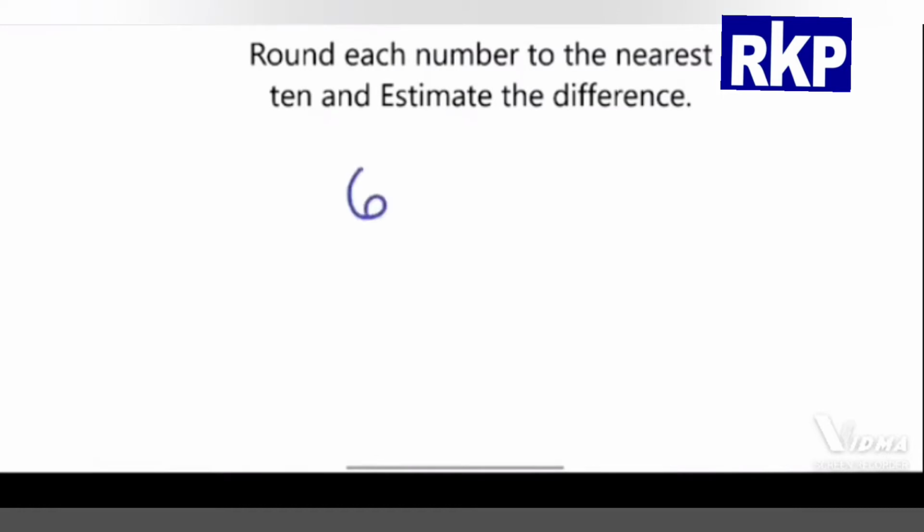So let's say I have 67 minus 42. Well, I'm going to round to the nearest 10, so I'm going to go to the tens place on the 6. Then I look to the right, and I see that 7 is more than 4. And since 7 is more than 4, I'm going to make that 67, I'm going to round it up to 70.